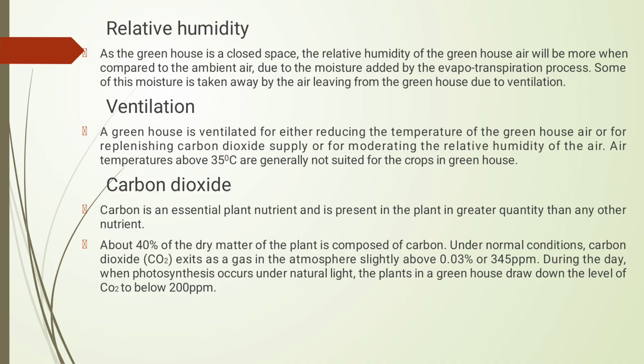During the day, when photosynthesis occurs under natural light, the plants in a greenhouse draw down the level of CO2 to below 200 ppm.